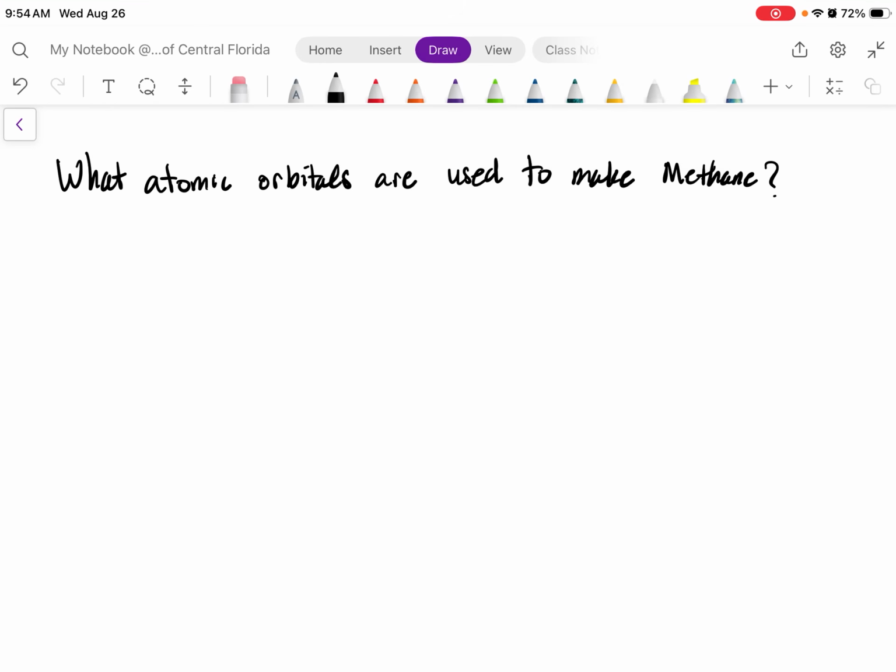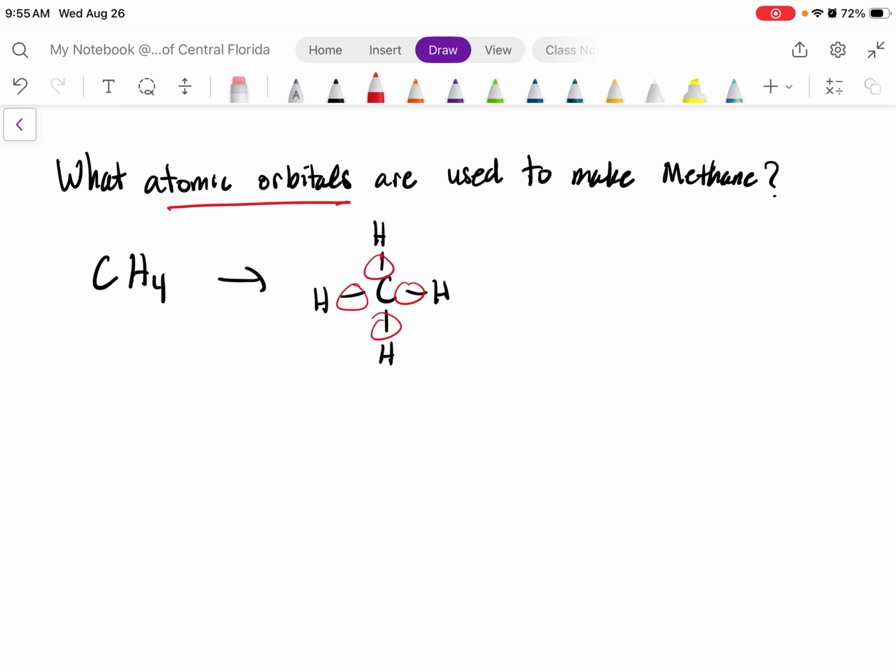So methane is a molecule that has this chemical formula: 1 carbon and 4 hydrogens. A very simplified Lewis structure would put 4 hydrogen atoms all the way around, looking like that. Now, the goal of this video is I want you to be able to use atomic orbitals to describe the bonding in any molecule, but in this case, methane.